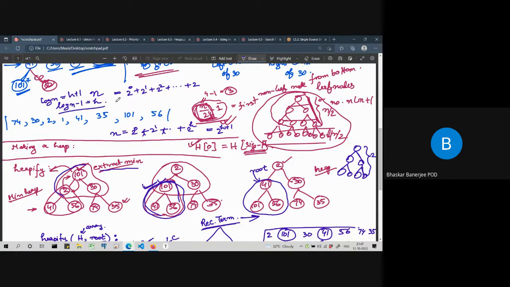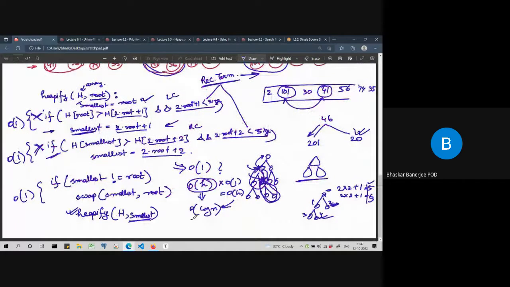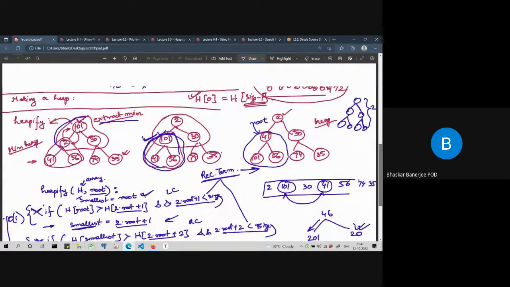But if I just write it in terms of order, it would be order of log n. So this factor of 2 is giving us the height as order of log n, and all other operations in heapify take constant time. So the overall time would be order of h into order of 1, that is order of h, that is nothing but order of log n. So heapify is taking order of log n. And what was the extract min? I wrote the extract min method over here, right?